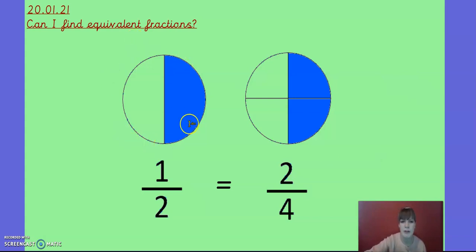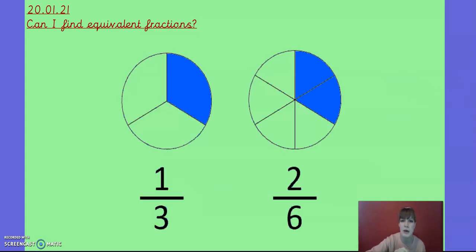So in the first one, I've got my cake and I've split it in half. So the blue bit, half of it is shaded. Now if I go to this cake above my 2/4, it's the same size cake, but I've split it into quarters. So it's all about those equal pieces. So I split it into quarters, into 4 equal pieces, and I've shaded in 2 of them. And if you look at it, it's exactly the same as a half. Okay, moving on to another one.